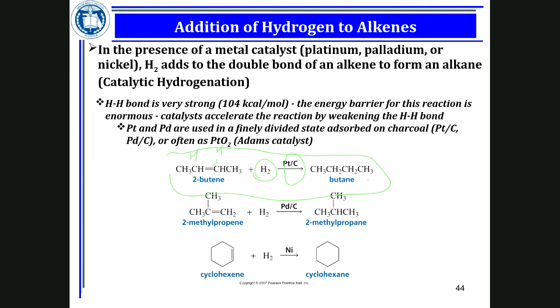So how is it going to be syn addition? Basically, the alkene is going to attach to this solid. In either case you have a solid catalyst. So the alkene has to attach from the same side because you cannot twist the molecule to come and attach from the opposite side to the solid catalyst.